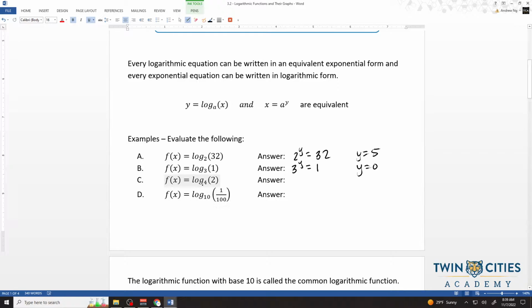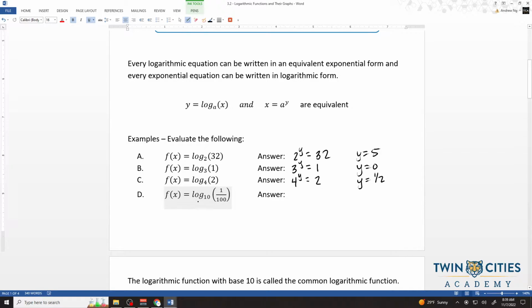Okay, another one, log base 4 of 2. The base of this logarithm is the base of this exponent, so 4 to the y is equal to 2. 4 to what power equals 2? Well, I know the square root of 4 is 2. Therefore, 4 to the 1/2, so y equals 1/2.